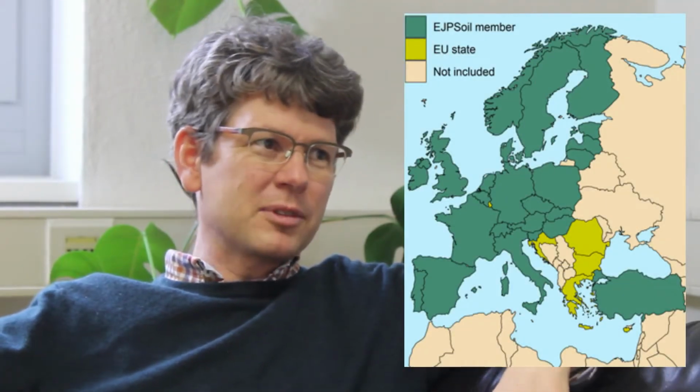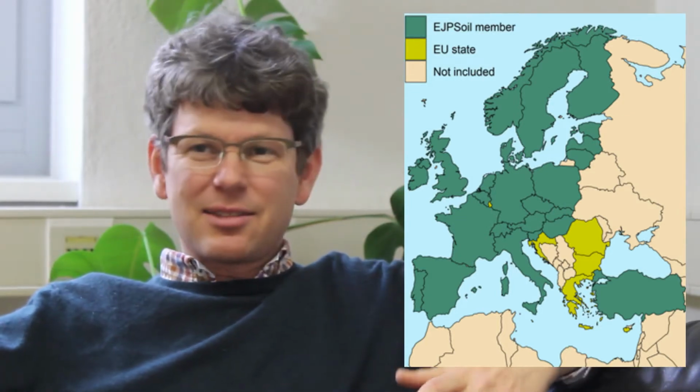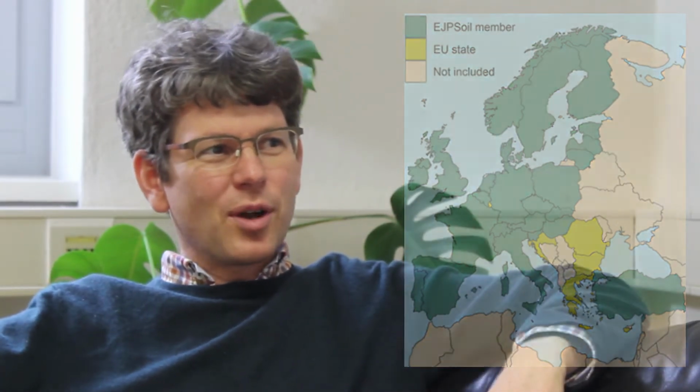And will you also take into account the socio-economic boundaries? That's a bit beyond the project. I mean, it's already a huge task. It's 27 partners in Europe from 23 different countries participating here. It's the largest EJP soil project.